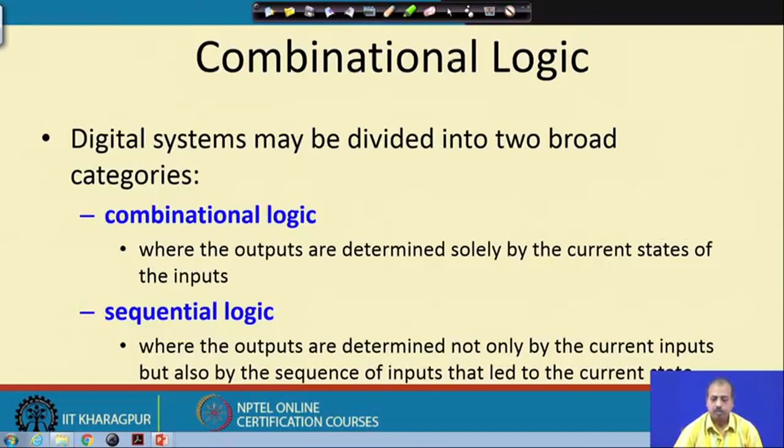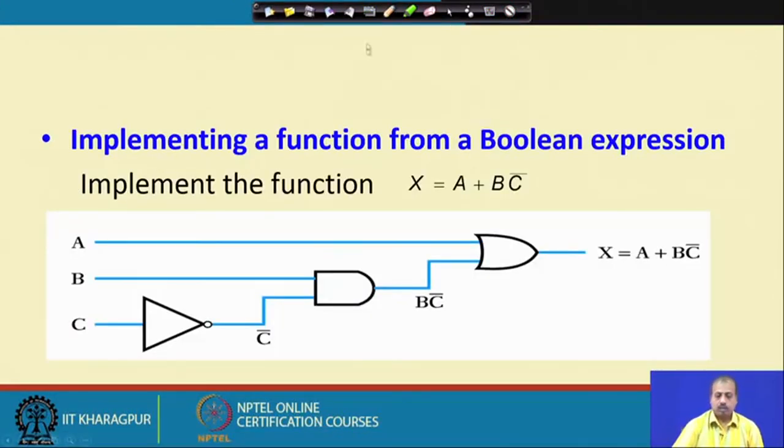Suppose we have a Boolean expression x equal to a plus b c bar. How can we realize it in terms of logic gates? At the highest level we have this OR operation, so at the topmost level we will have an OR gate. The OR gate has two inputs: this A input and this BC bar input. A is connected to the first input of the OR gate, and BC bar has to be connected to the second input of the OR gate.